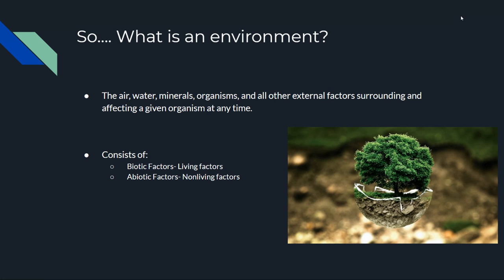First off, what is the environment? Well, the environment is the air, water, minerals, organisms, and all other external factors surrounding and affecting a given organism at any time. So it's all the living and non-living aspects of an area. It consists of biotic factors and abiotic factors, and by now you've heard those terms before. So just a reminder: biotic factors are living factors. Abiotic factors are non-living factors. An example of biotic factors is animals. An example of abiotic factors is air or temperature.